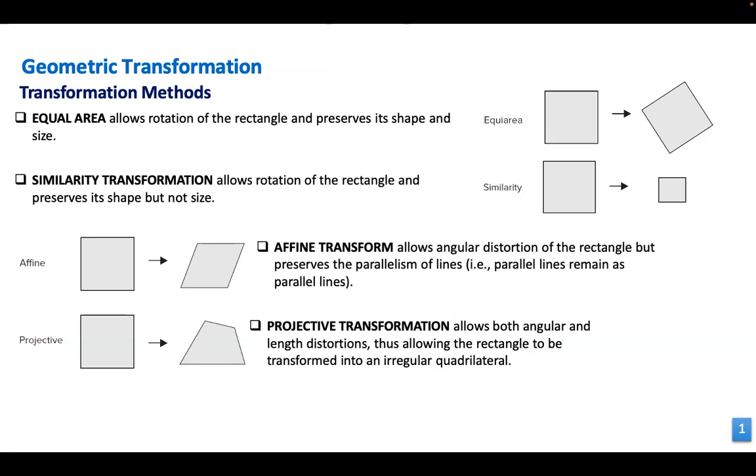Affine transforms allow angular distortion of the rectangle but preserve the parallelism of lines. Parallel lines remain as parallel lines. And projective transformation allows both angular and length distortion, thus allowing the rectangle to be transformed into an irregular quadrilateral.